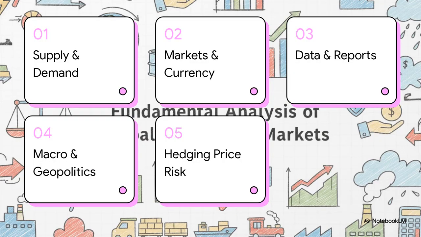Okay, let's dive into this. Here is our roadmap for today. 1. Supply and demand dynamics. 2. Global markets and currency. 3. Decoding data and reports. 4. Macroeconomics and geopolitics. And finally, number 5, hedging against price risk. We're going from massive global concepts right down to specific business actions.